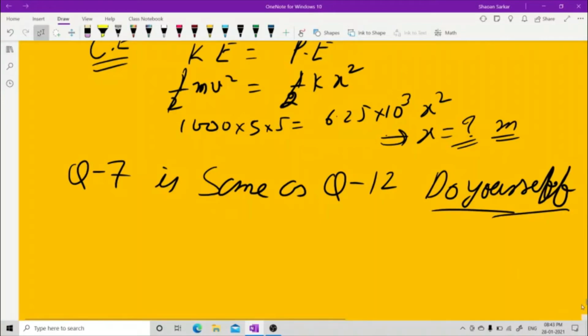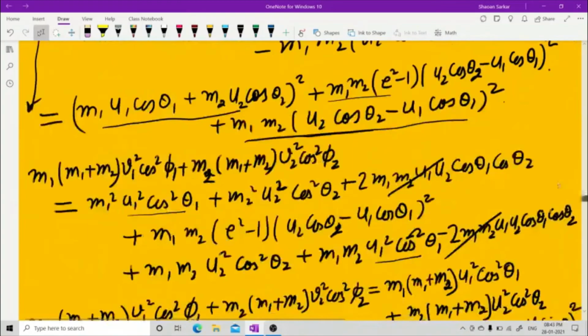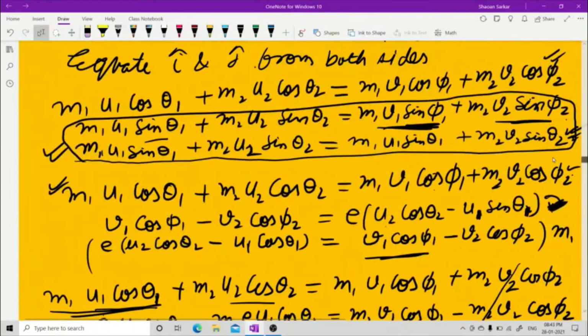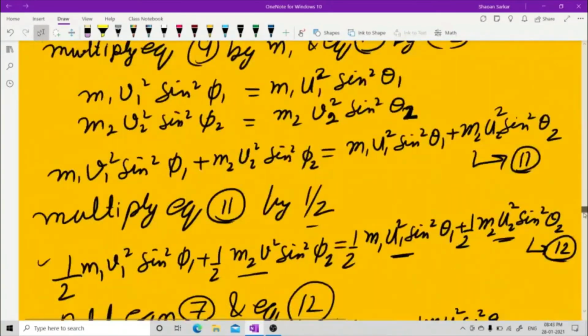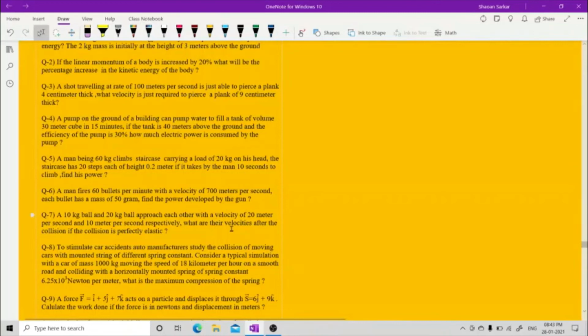Yes, question number 7 is done. Now question number 6 we'll have to take. A man fires 60 bullets per minute with a velocity of 700. If each bullet has a mass of 50 gram, find the power developed.